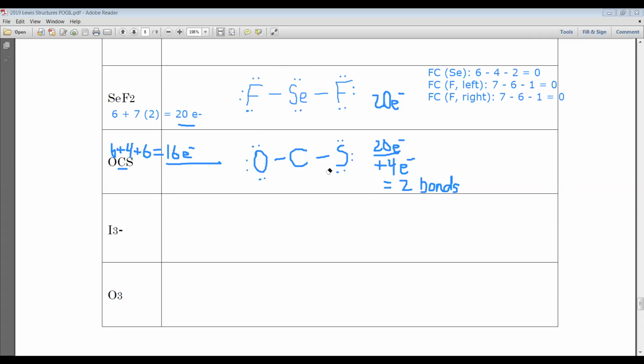So we're going to have to rethink our structure. It's just a matter of how do we rethink our structure. So the 3 possibilities, we could have a single bond to the oxygen and a triple bond to the sulfur. We could have the reverse of that, a triple bond to oxygen and a single bond to sulfur. Or we could evenly distribute those 2 extra bonds and make 2 double bonds.